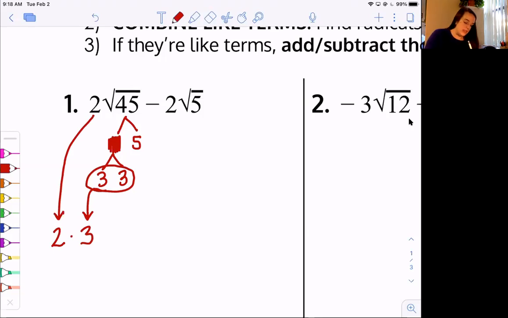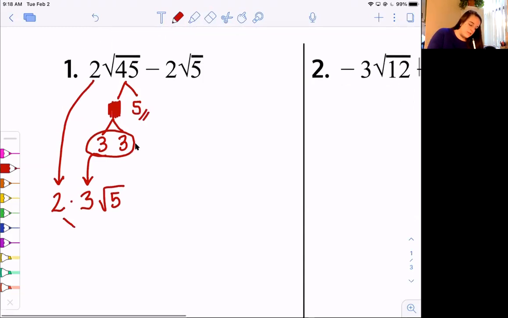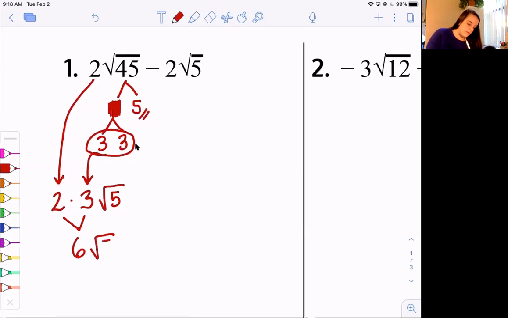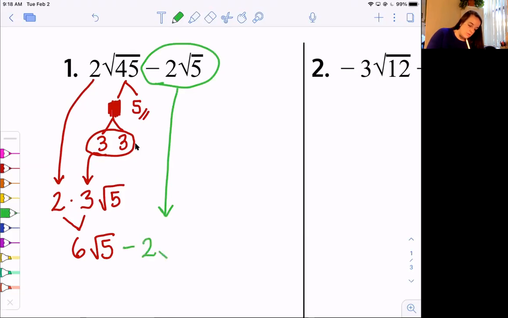What number will remain inside? 5, absolutely. 5 is going to remain inside. Thank you, Emiliana. Thank you, Gabby. So I have 5 on the inside. So I have 2 times 3, which is 6, square root 5. And I'm going to bring down this whole thing, minus 2 square root 5.